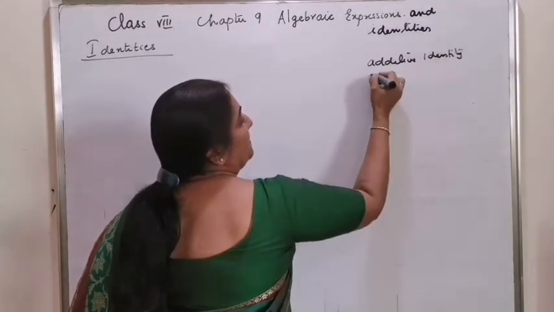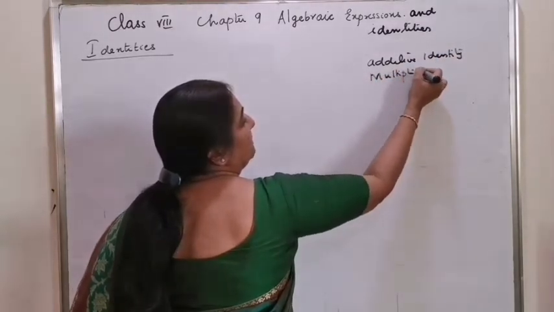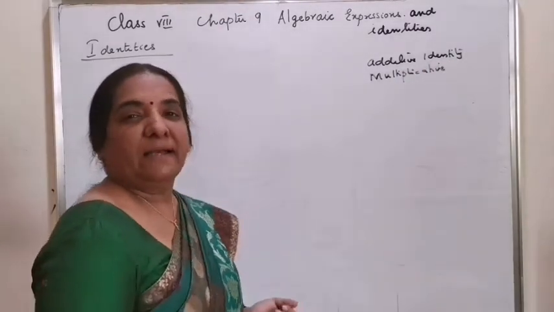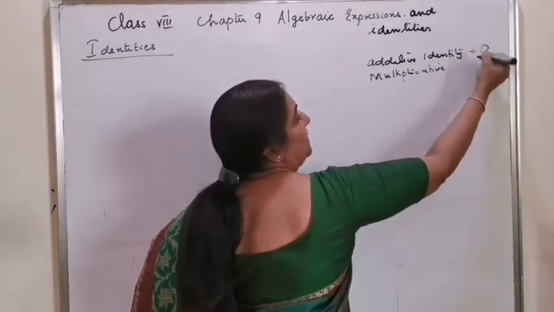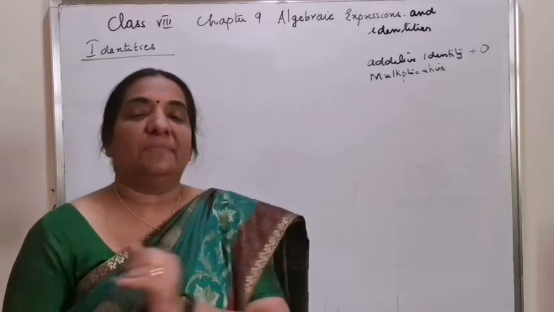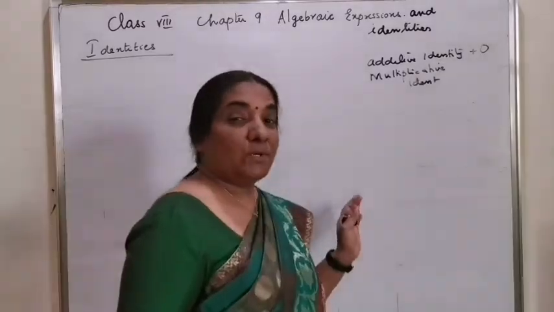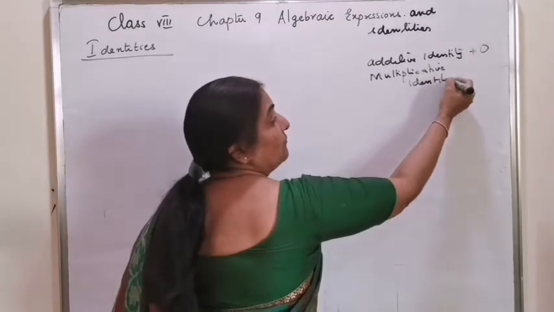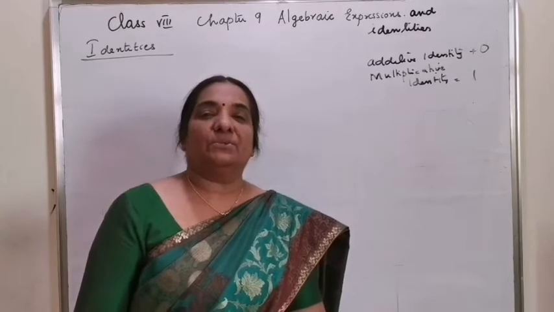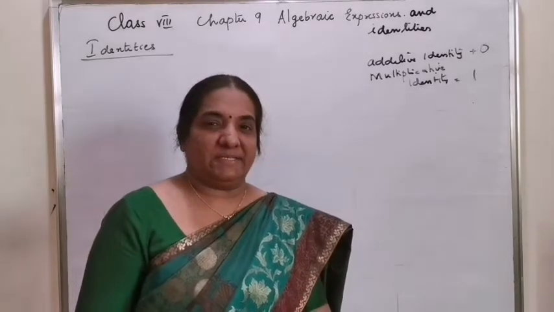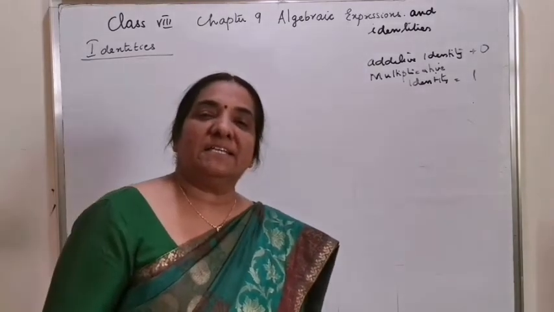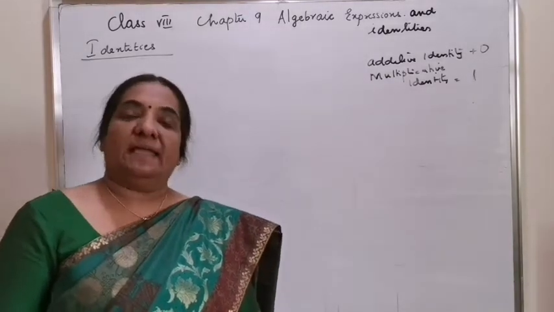and multiplicative identity. What is it? Do you remember? Additive identity is always 0 because when any number is added with 0, you are getting the same number. What is the multiplicative identity of a number? It is always 1 because when you multiply a number with 1, the number repeats. So, additive identity is 0 and multiplicative identity is 1 in case of any numbers.